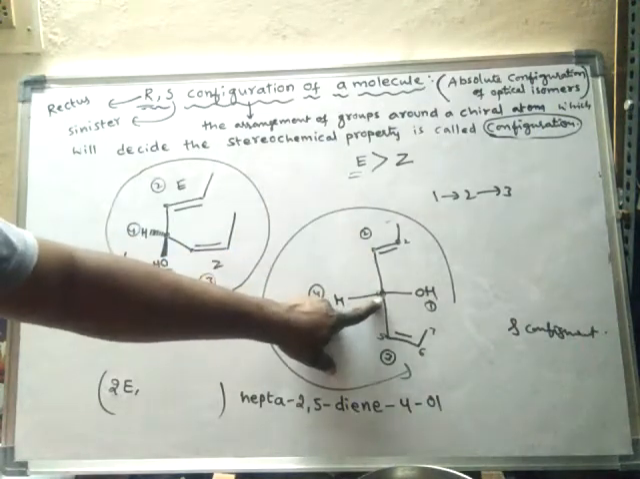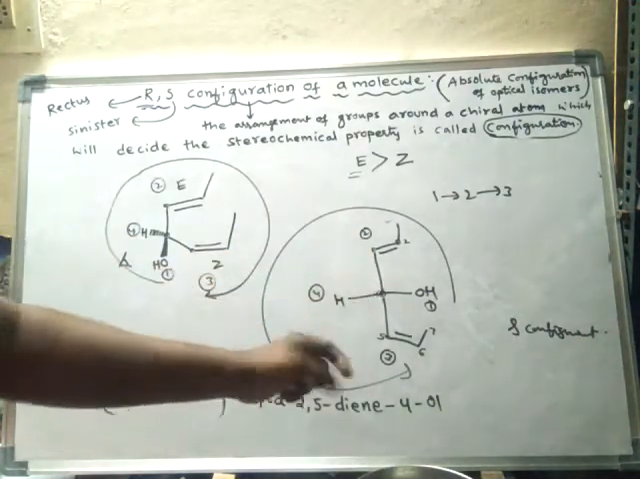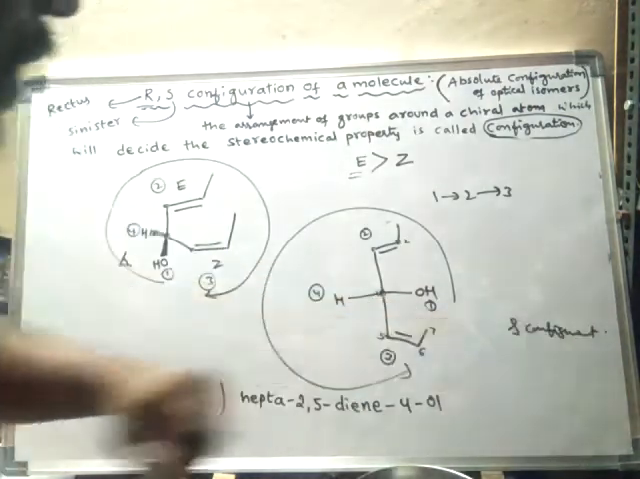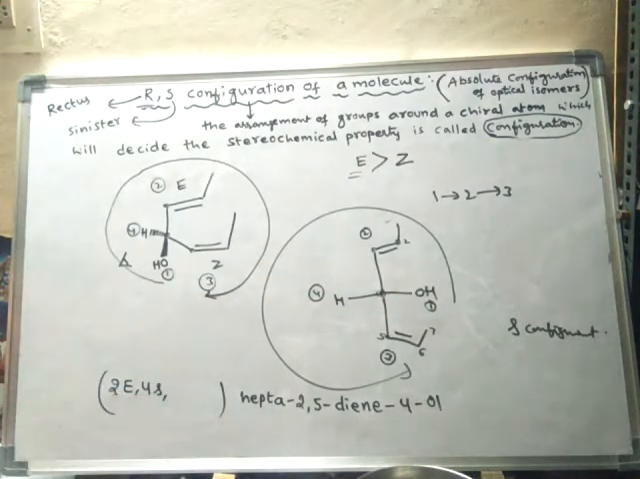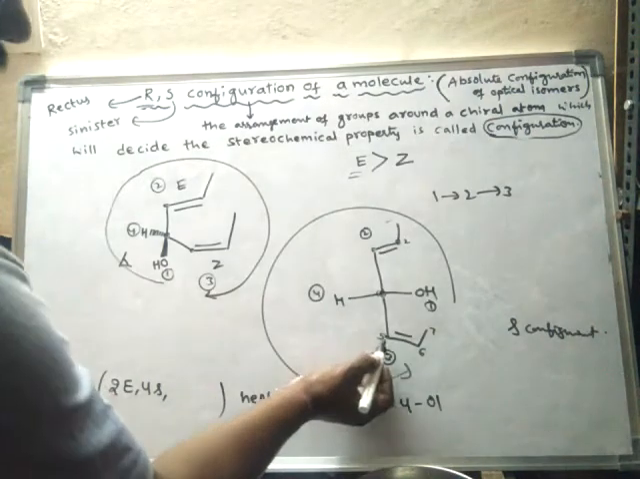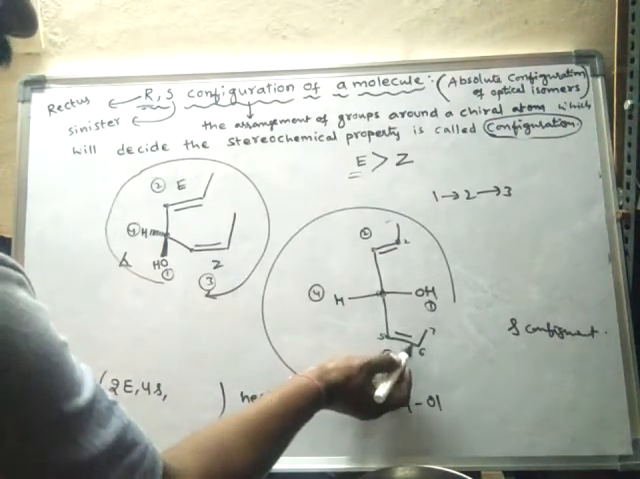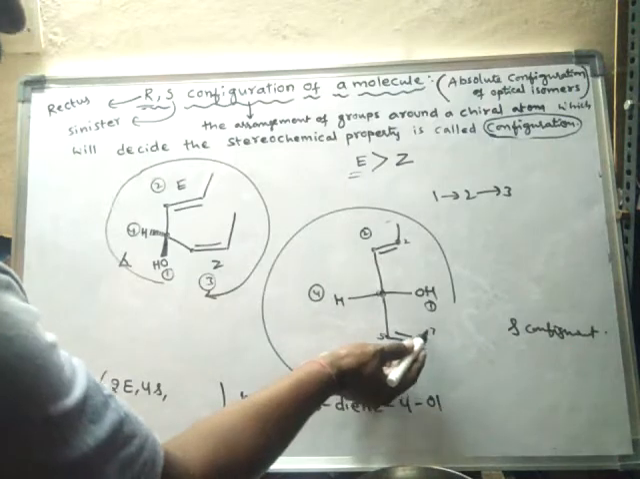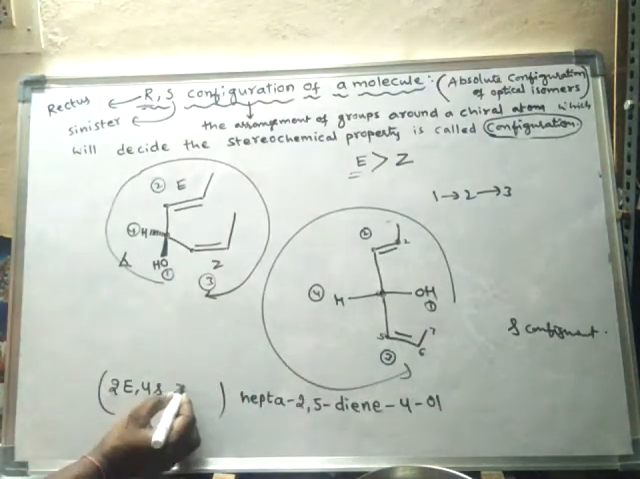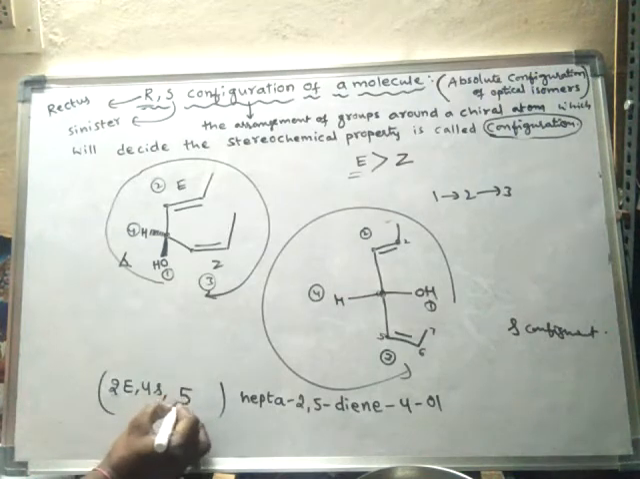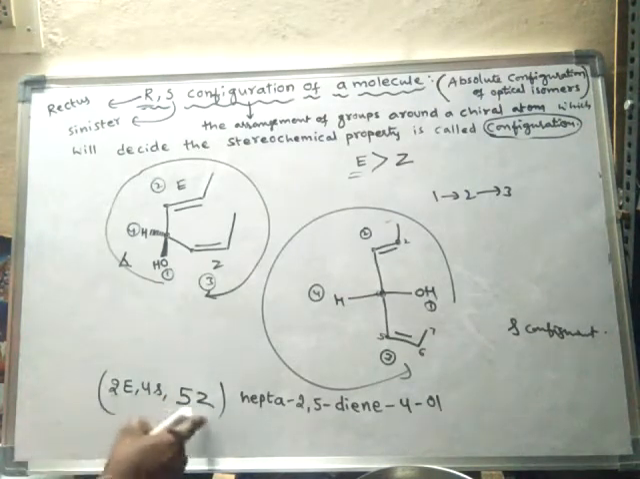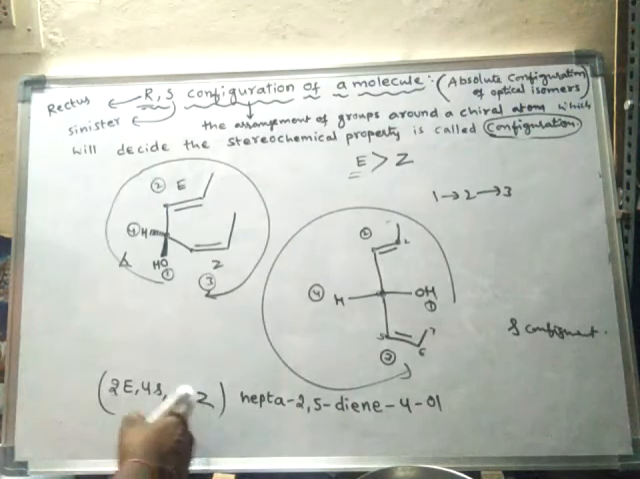Next, the fourth carbon. Fourth carbon is having which configuration? Fourth carbon is having S configuration. So that means 4S. And this is the fifth carbon. Fifth carbon is having which configuration? This is Z configuration. So that means 5Z. So we have to write the entire configuration of the groups like this.